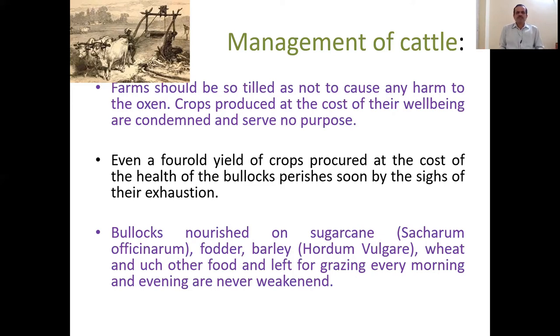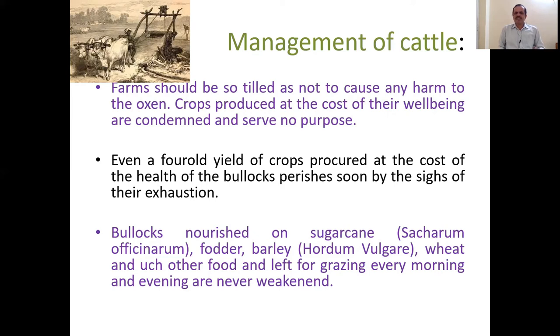Even a full yield of crops procured at the cost of the health of the bullocks perishes soon by the signs of their exhaustion. Bullocks nourished on sugarcane, fodder, barley, wheat, and such other food, and left for grazing every morning and evening are never weakened. How to strengthen the bullock? It is mentioned.